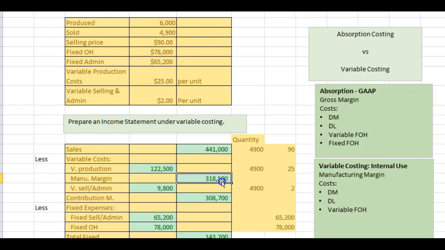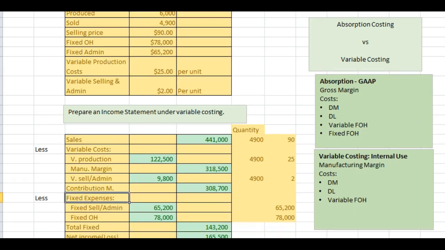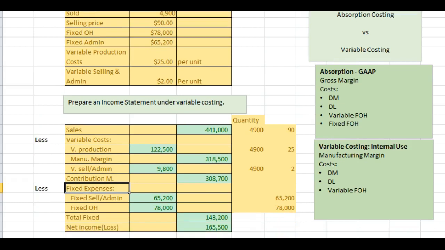That comes to manufacturing margin. If I subtract 122,500 from the sales of 441,000, I get 318,500. Then we're going to take out the variable selling cost to get a contribution margin, and that's going to be 4,900 times 2. Now we're going to take the fixed costs out. These are actually in the location of where the period costs would be. So we have fixed selling and administration of $65,200, and we have fixed overhead of $78,000. That gives us total fixed of $143,200. This gives us a net income under variable of $165,500.